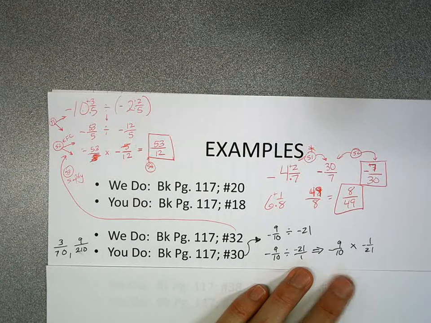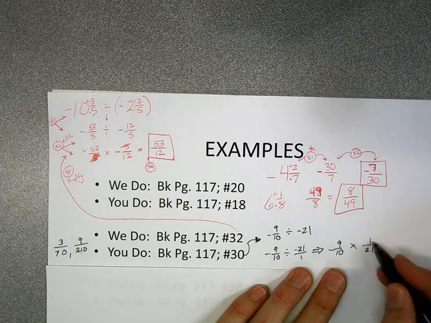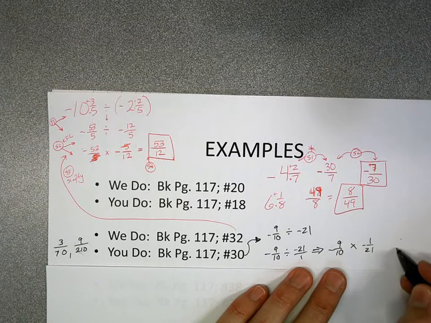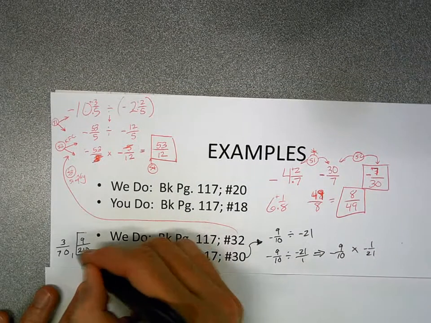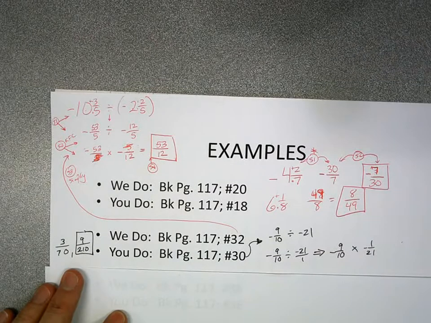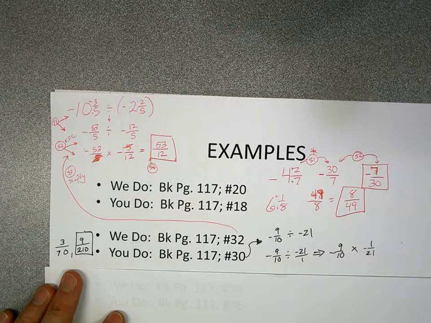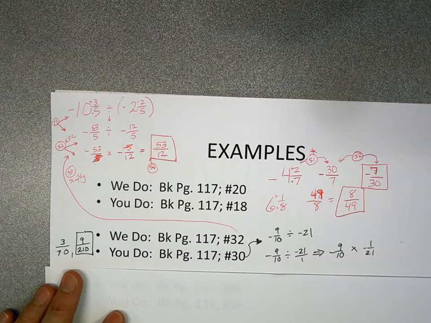So I'm already looking. 9 times 1 is 9. 21 times 10 is 210. There would be an answer. However, there's an issue. This is why cross-reducing or cross-canceling in certain times can help.